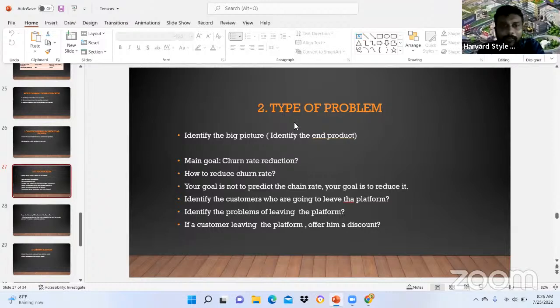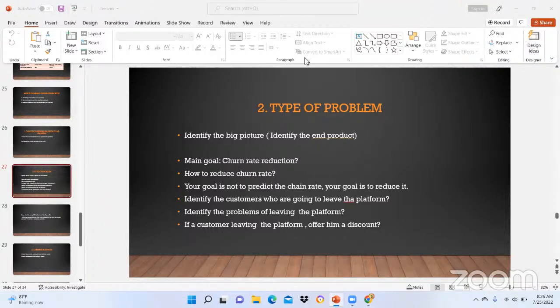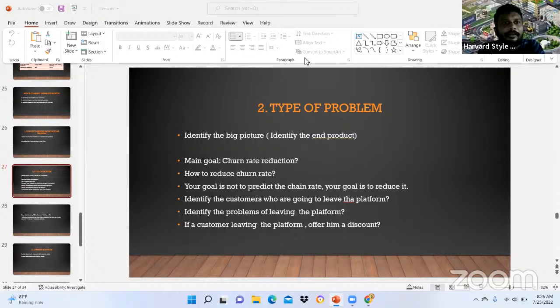Then the type of problem. Okay, guys, give me 1 minute. Right. The type of problem: you want to understand the end result. How do we understand the problem? Identify the end result. According to the end result only, you decide to go with supervised or unsupervised learning. If it is supervised, you have to go with regression or classification.